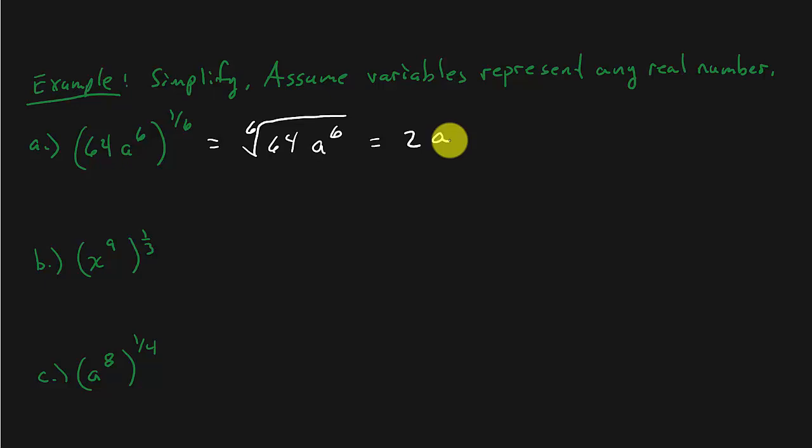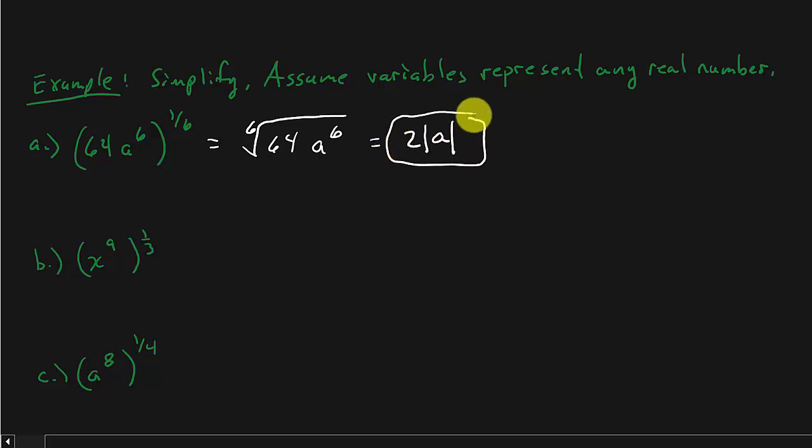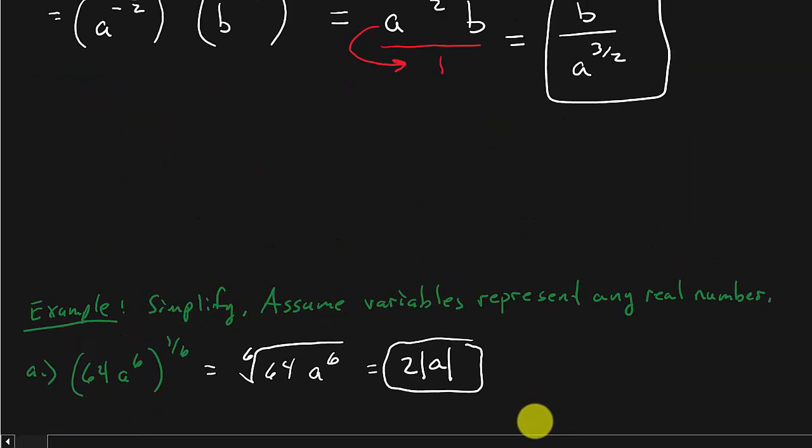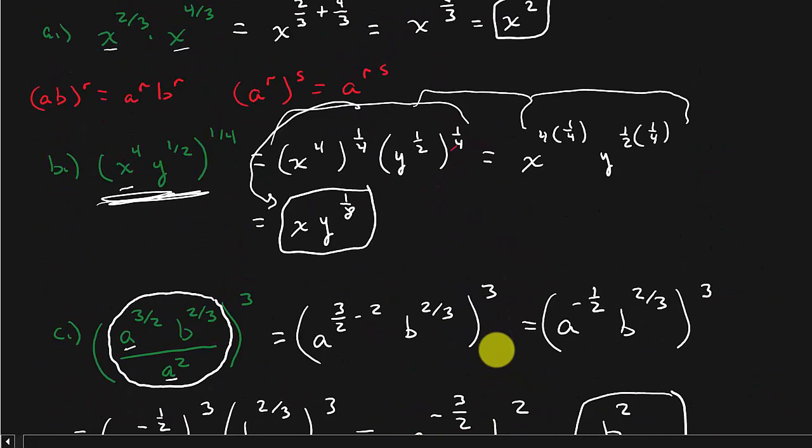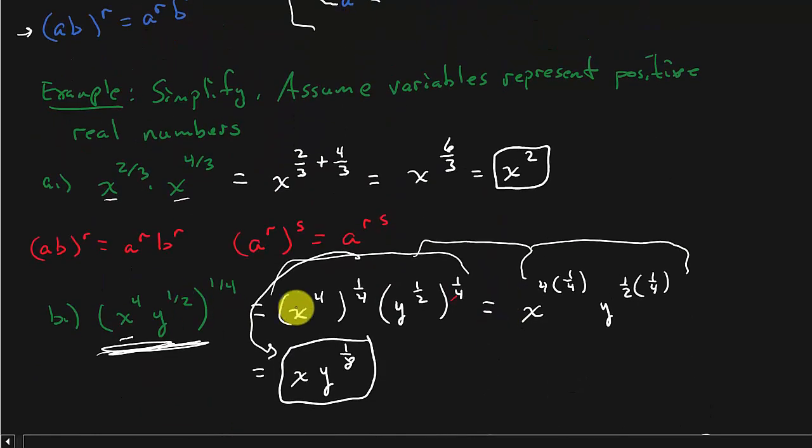Okay? So is that our answer? Well, the answer is no. Okay? So the answer here is actually 2 times the absolute value of a. All right? So you might be thinking, what in the world's going on? I didn't mention anything about absolute value in this problem here, and we had the variables.